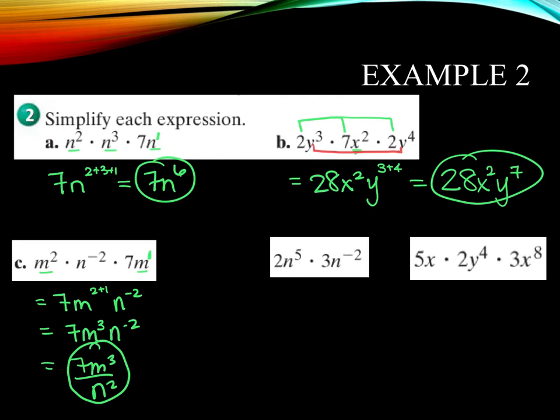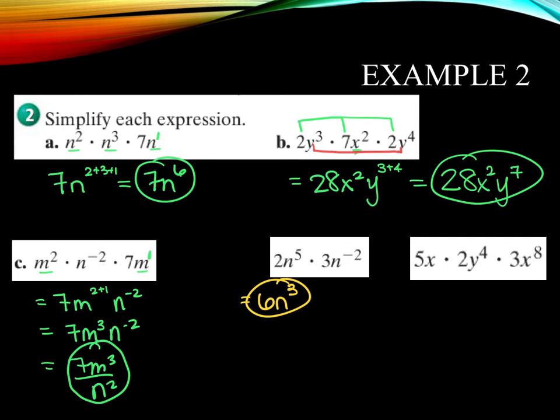For the next one, I have 2n to the fifth times 3n to the negative second. So 2 times 3 is 6. N to the fifth times n to the negative second really becomes n to the third. And notice if I go ahead and multiply my bases first, in this case my negative exponent kind of took care of itself, and I'm just left with 6n to the third.